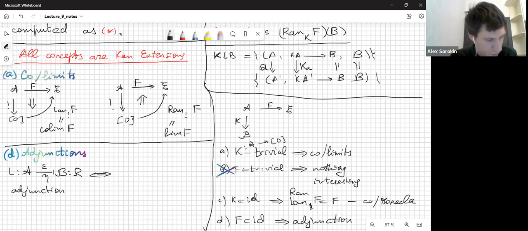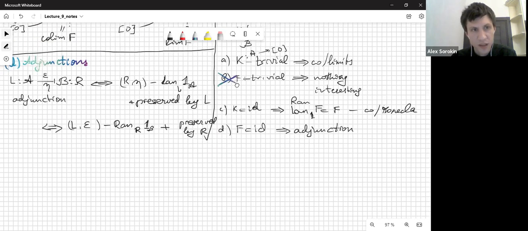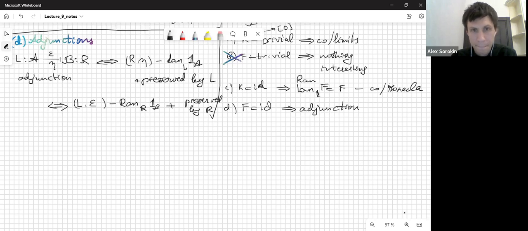Here is the functor R. It is an adjunction if and only if R, comma eta, is Lan of identity on A along L, plus it is preserved by L. And again, this is all equivalent to L, epsilon is a Ran of 1 on category B along R, plus it is preserved by functor R. So adjunctions are described using Kan extensions that are preserved by something. Okay.